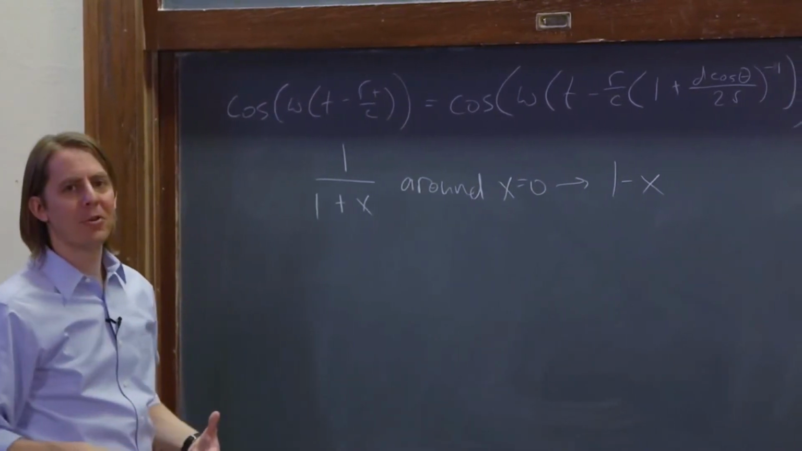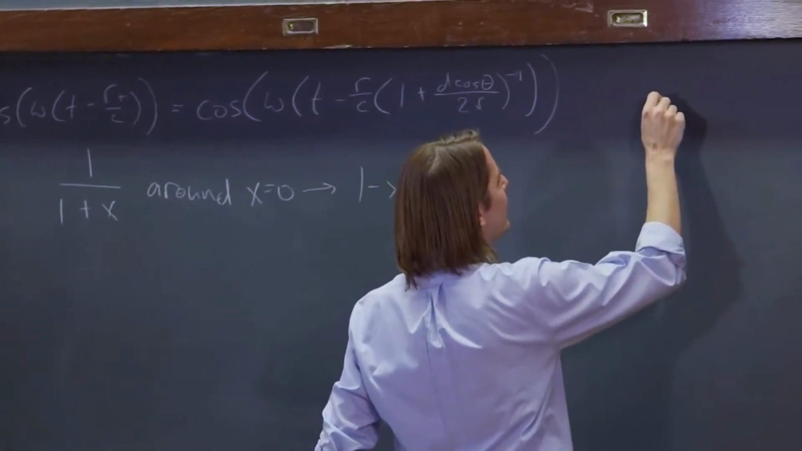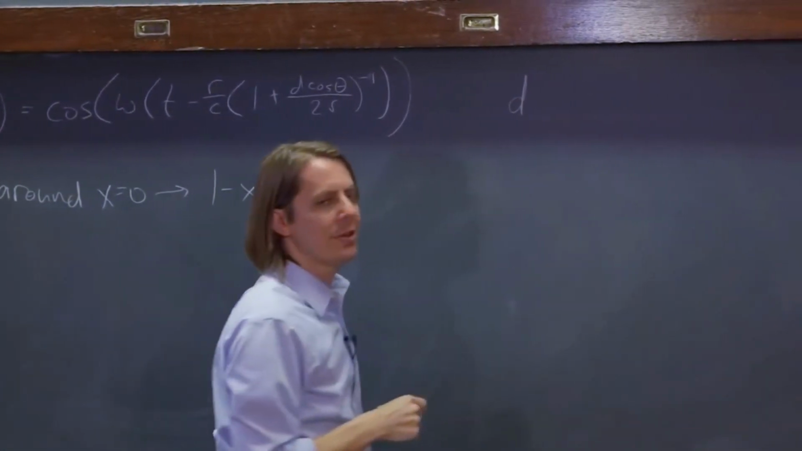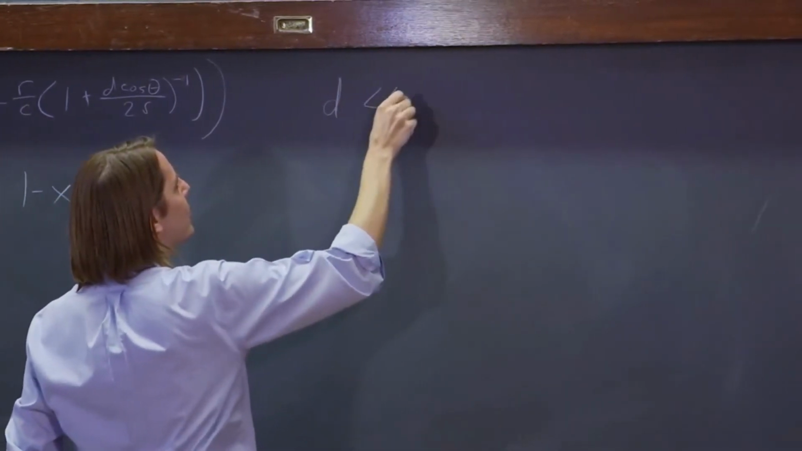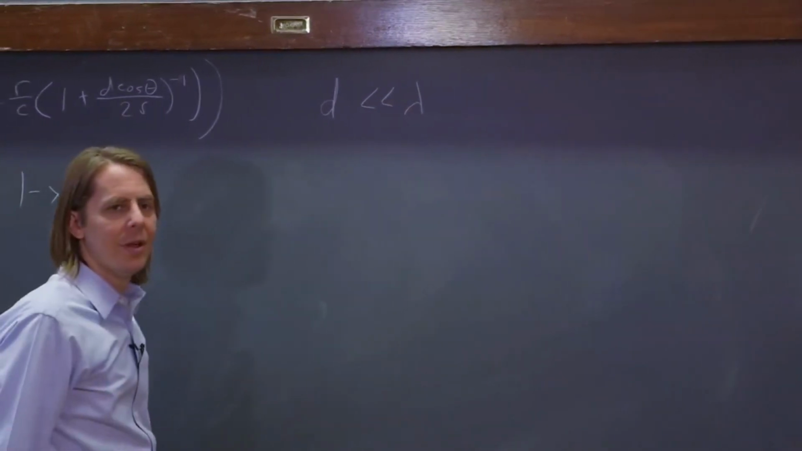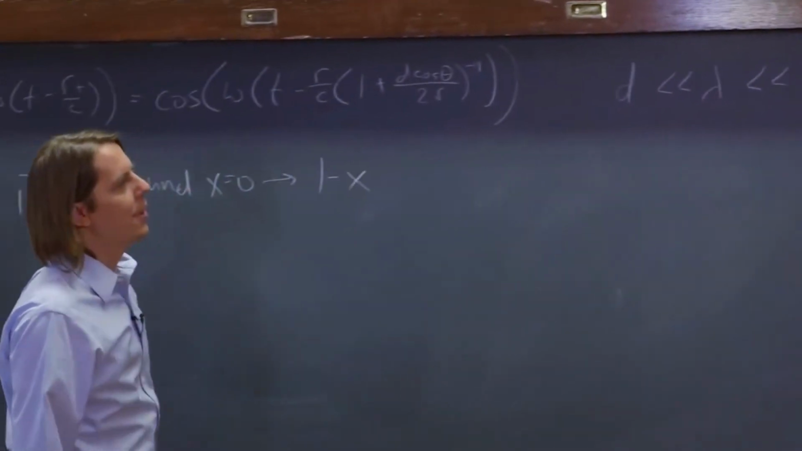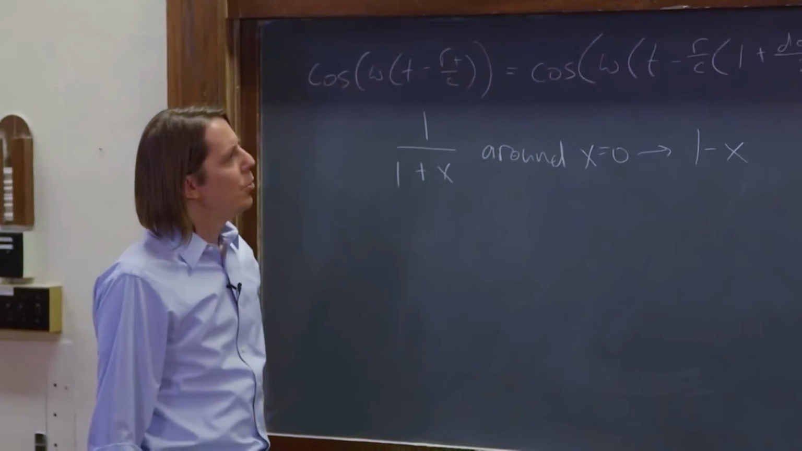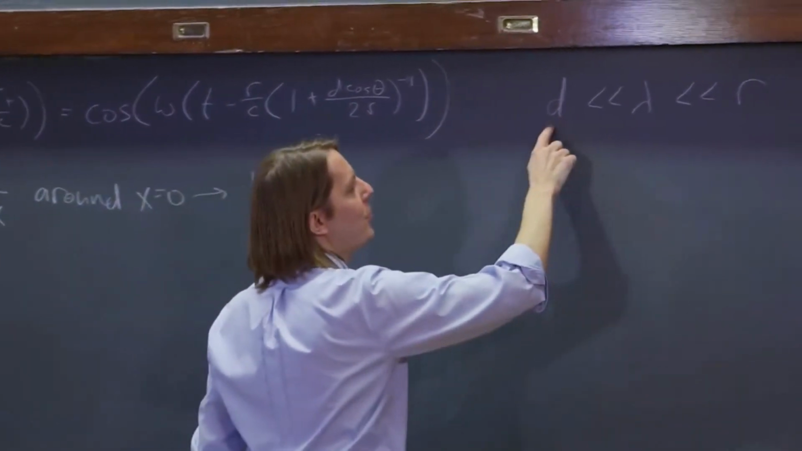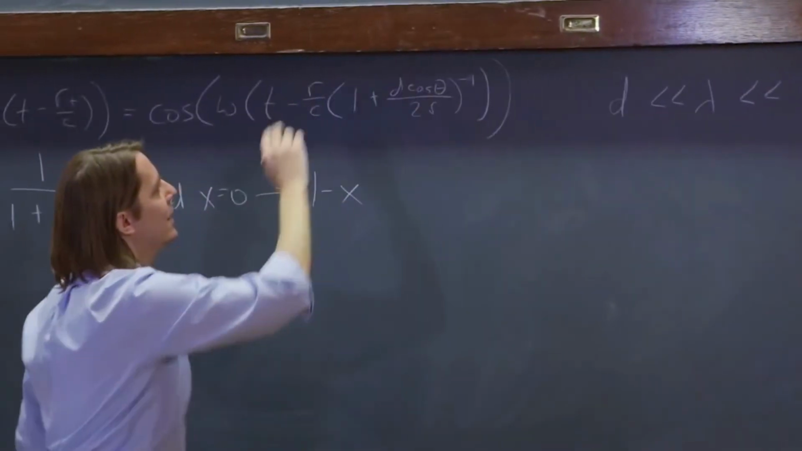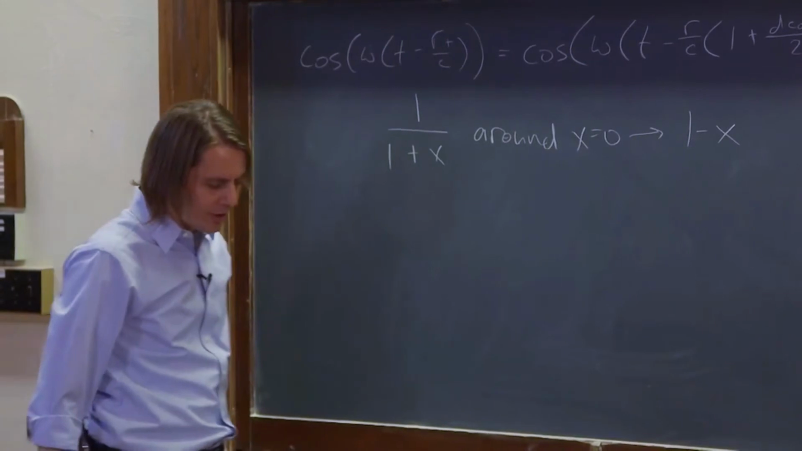Well, we have all of our approximations. We are assuming basically that the smallest thing in the system is d, the smallest length scale. That's the size of the scatterer, the separation of these charges. That's much smaller than the wavelength, and the wavelength is much smaller than r, how far away the point is. So this is one of those approximations. We have d divided by r, the very smallest thing divided by the very biggest thing, and cosine is just about 1, on the order of 1. So we have 1 over 1 plus something small.